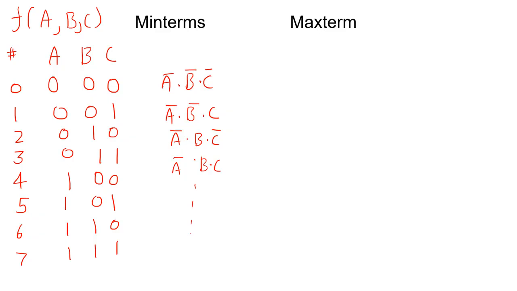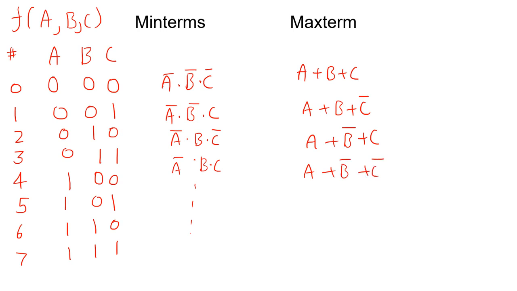Now if you write the maxterm for the corresponding inputs, if 0 is there then it will be the normal value, if 1 is there then it will be complemented, and instead of dot it will be plus. So it will be a plus b plus c. Here it will be a plus b plus c bar, because this is 1, and when 1 is there you get the complemented value. Here you will get a plus b bar plus c. Here you will get a plus b bar plus c bar. In that way you can write maxterms, and so on.